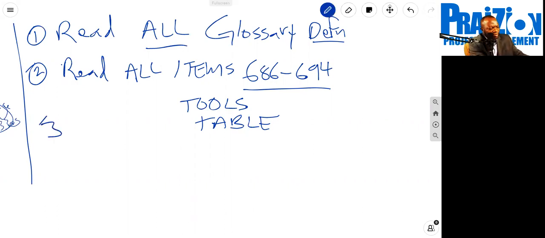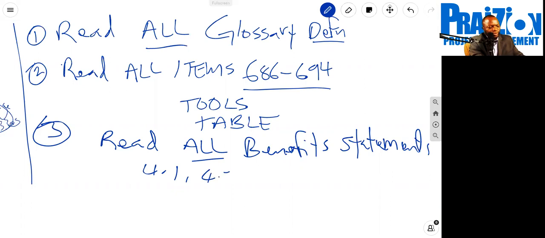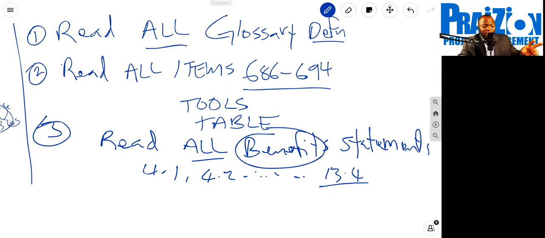The third thing I would recommend that you do is read all the benefits statements. All the benefits statements in the PMBOK Guide for all the 49 processes. So 4.1, 4.2, all of them, all the way to 13.4, they all have their key benefits. You know, the key benefits of this process are blah, blah, blah. You want to make sure you read all of these.